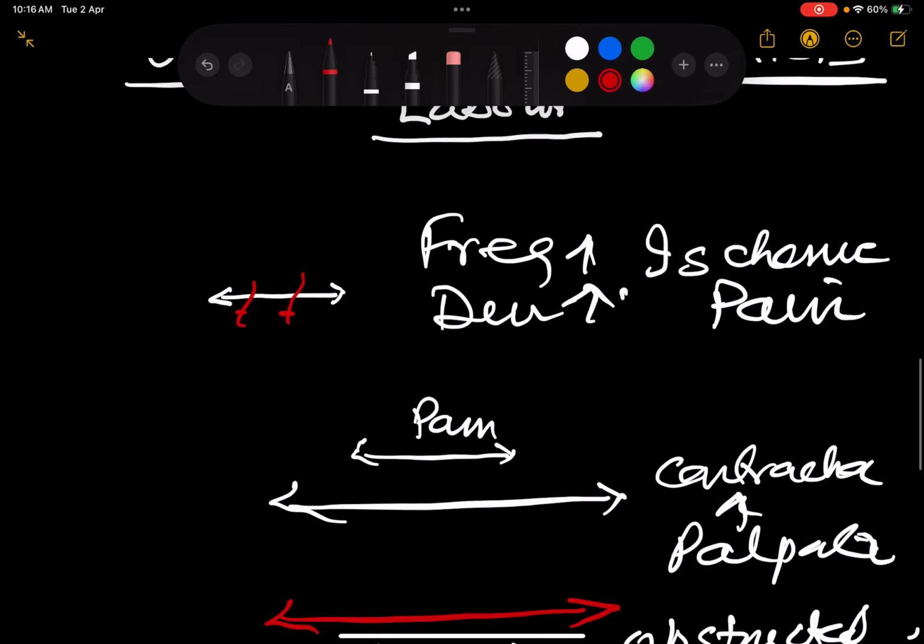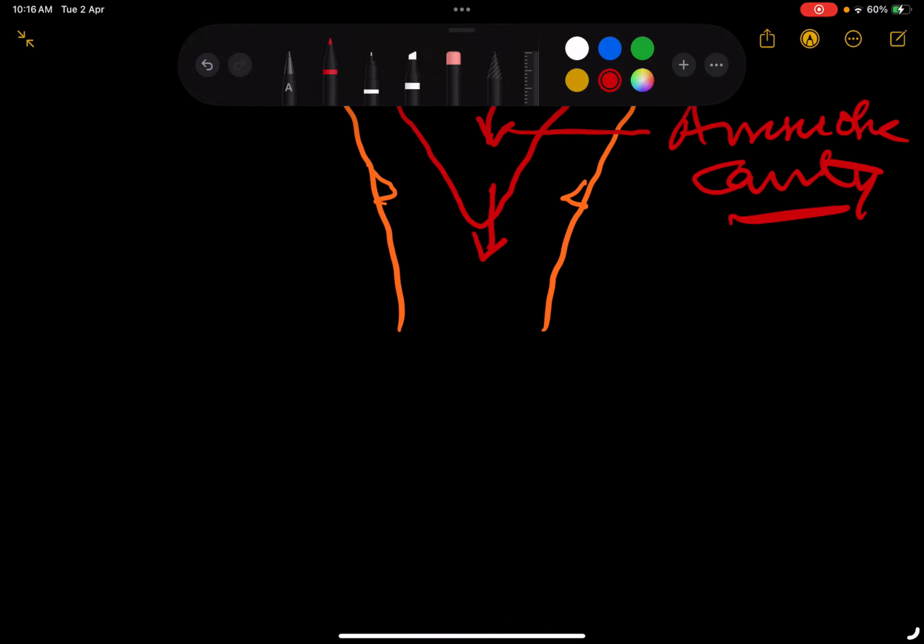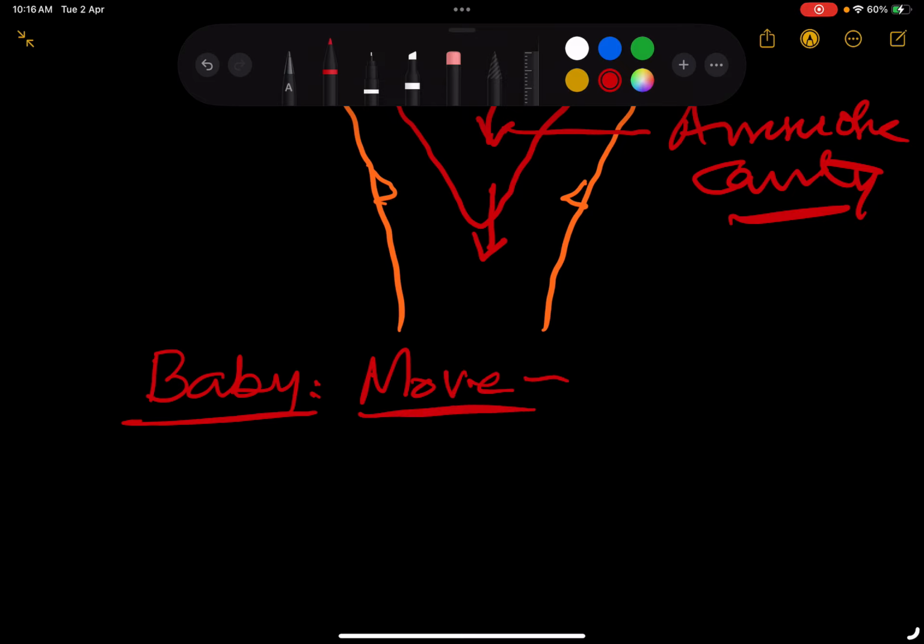Now the third thing that we must study is how the baby would move. The baby will move in a particular manner so that its passage through the pelvis is facilitated. And that movement is called the mechanism of labor.